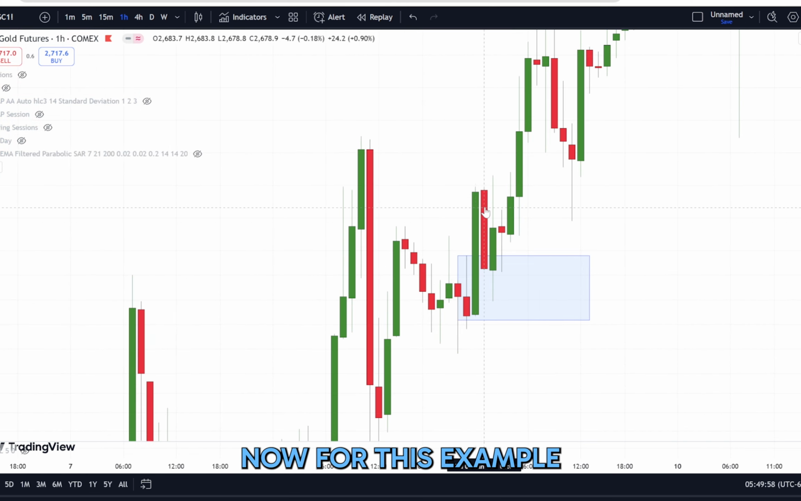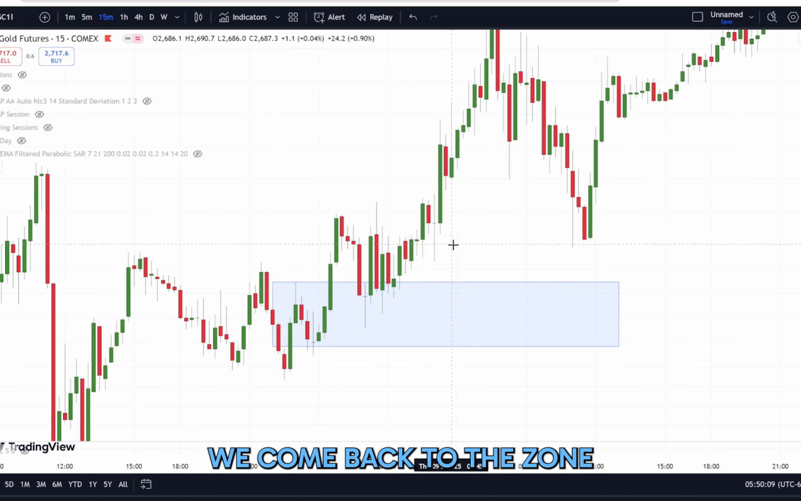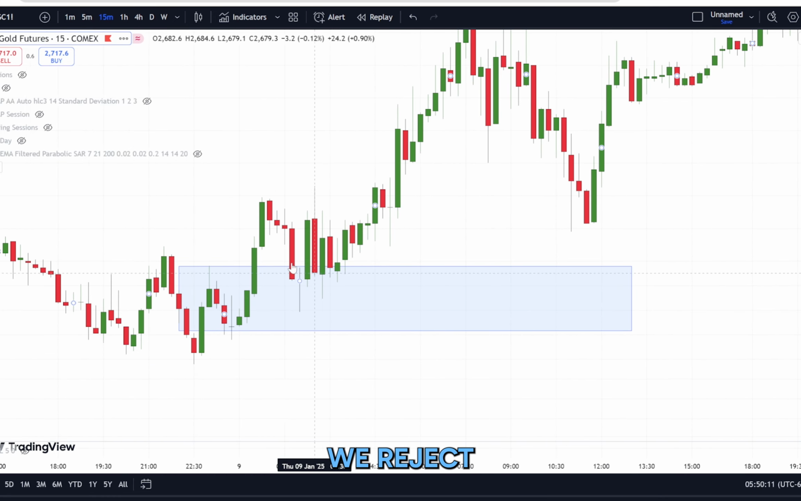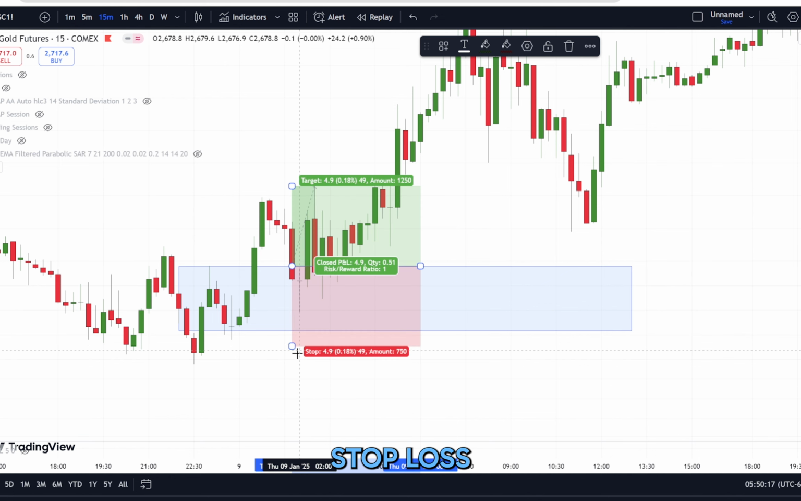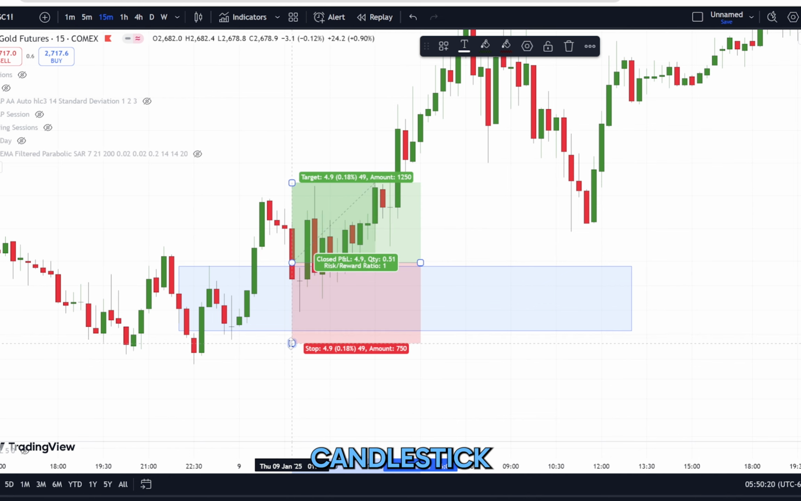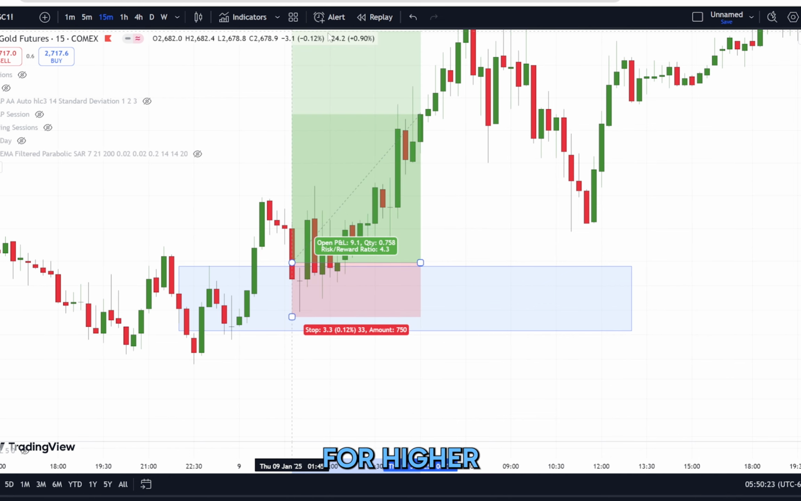When put all of this together, it makes a very simple but very efficient model. Now for this example, we have a 1 hour demand zone. We broke above this little structure right here. We come back to the zone, we reject, and then we have this bullish candlestick right here. Stop loss goes right under the last candlestick, and then we aim for higher.